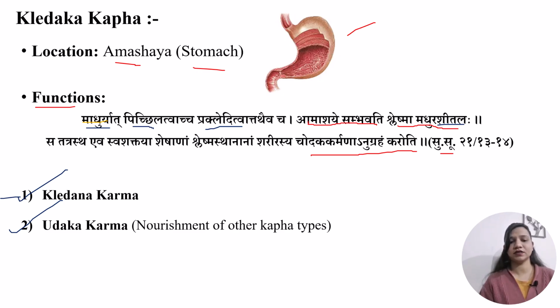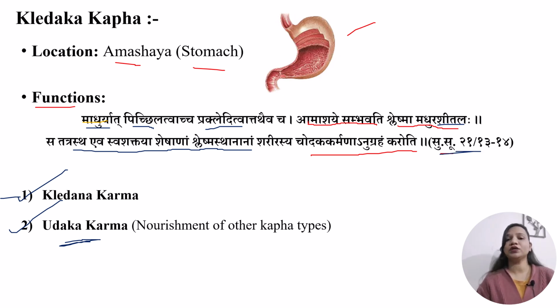You can see here, sa tatrasya eva swashaktaya sheshanam shleshma sthananam. This line means that the kapha which resides in the stomach or amashay supports and gives nourishment to all other kapha sites by its inherent qualities. So this means the udak karma. So Kledaka Kapha performs udak karma according to Acharya Sushrut.